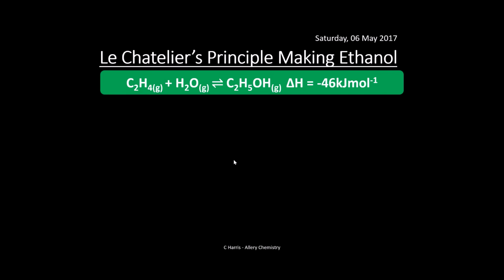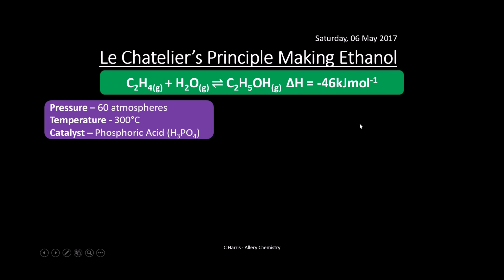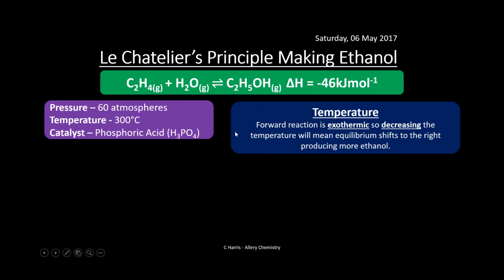So we need to know specifically Le Chatelier's principle in terms of making ethanol. So here's the reaction. This is ethene, reacting it with water, and we form ethanol. This is an exothermic reaction. It's got minus 46 kilojoules per mole. Okay, the conditions for this: the pressure is 60 atmospheres, temperature is 300 degrees Celsius, and the catalyst we're using is phosphoric acid. Okay, so the forward reaction is exothermic.